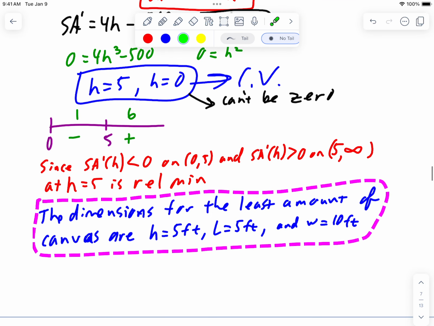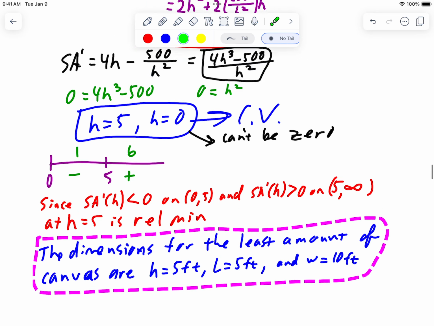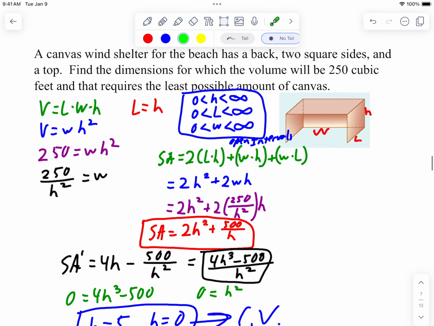So since SA prime of h is less than 0 on 0 to 5 and SA prime of h is greater than 0 on 5 to infinity, h equals 5 is a relative minimum. So then again, answer the question, what are the actual dimensions? So I need to find h, l, and w using my relationships up here. So l and h are the same, and then this is how I can find w.